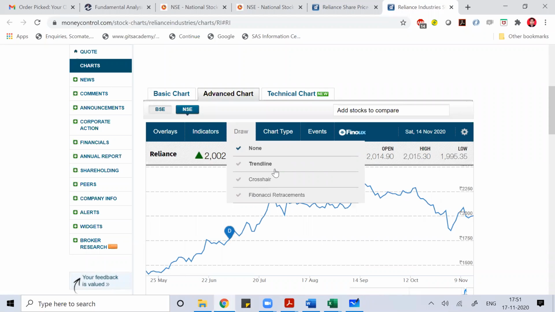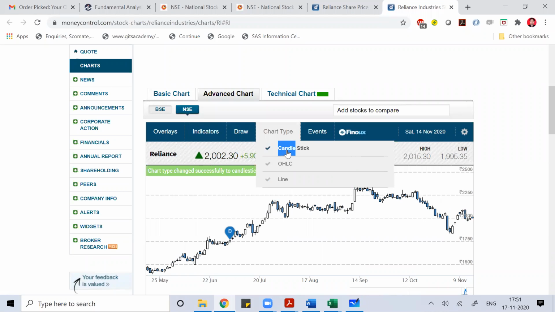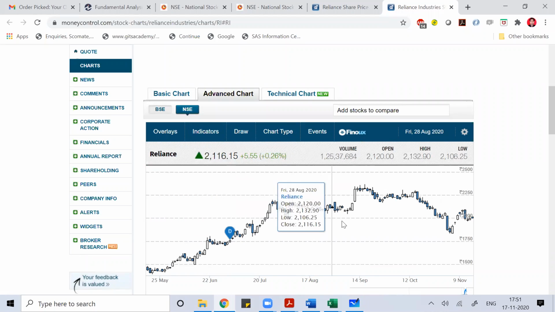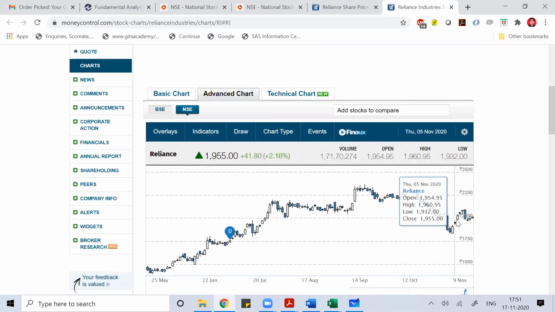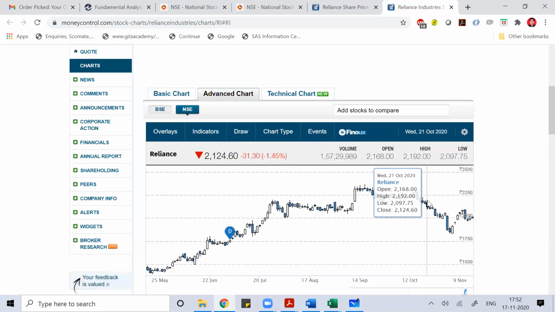Then draw. In draw, there are trend line, crosshair, Fibonacci retracement. We'll discuss them tomorrow. Then chart type. Tomorrow I'll teach you how to draw a candlestick diagram. This diagram you see is called a candlestick diagram. Tomorrow we'll start our class with the candlestick diagram only.